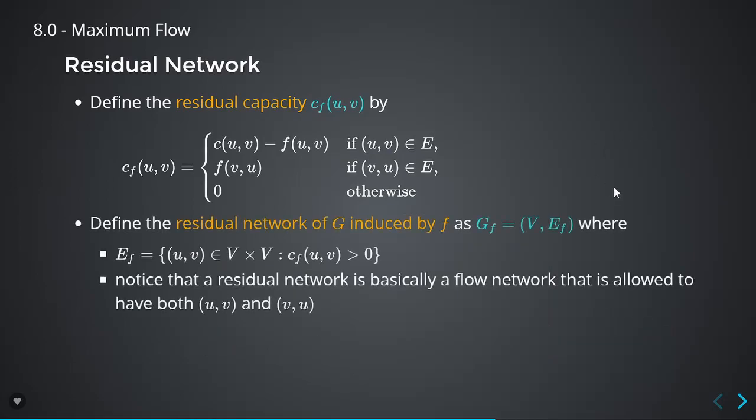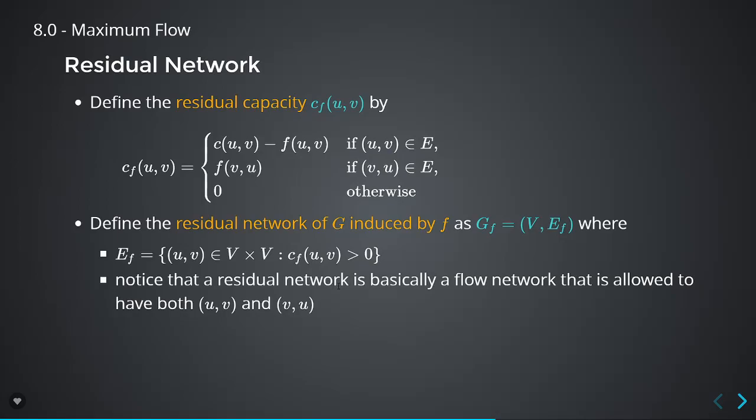Here's a proper definition of residual network. A residual network of G induced by F. We say this is G_F. The set of vertices V is the same, but the edges are going to be different, where we only care about the edges where the residual capacity is greater than 0. So if the capacity is 0, don't worry about it. And I guess a way to look at it also is a residual network is just a flow network where you're allowed to have both directions.